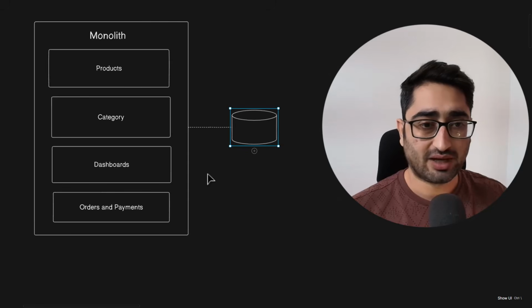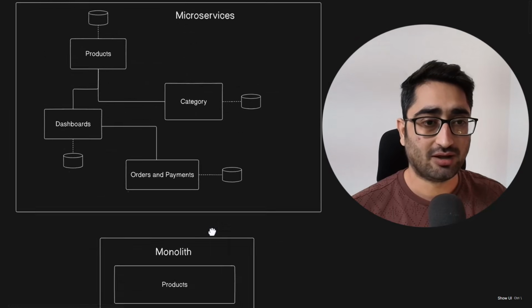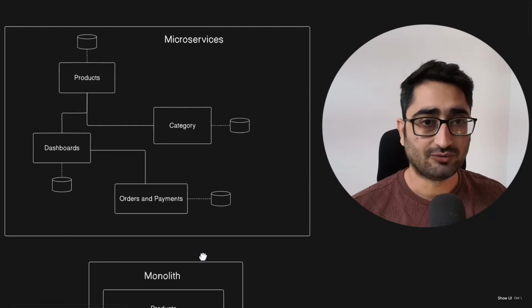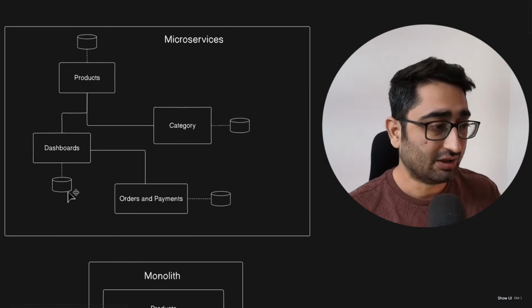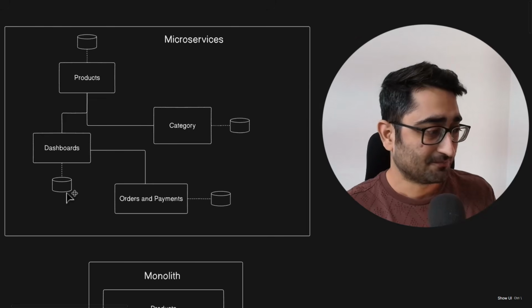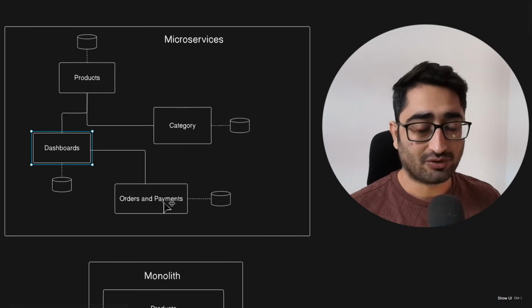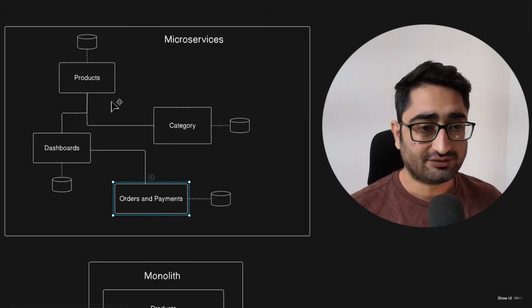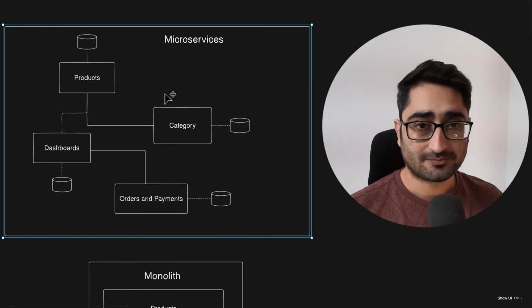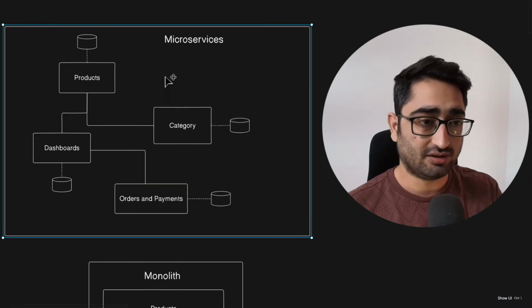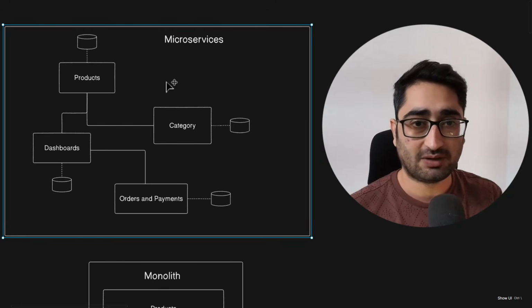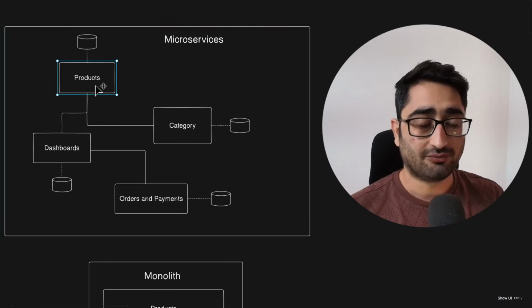Now, this is monolith architecture. When it comes to microservices, what are microservices? Here I have the same application built using microservices architecture. You can see I have individual services. This entire application is broken down into individual services, which are the product service, dashboard service, then you have category, orders and payments, and all these services are independent code bases. Every service is an application in itself.